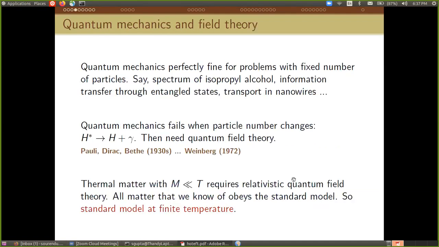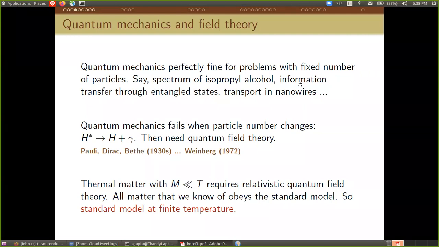Okay, now, of course, the world is quantum, and quantum mechanics is what you must apply, but quantum mechanics is actually fine for problems with a fixed number of particles. If you want to study the spectrum of any atom or molecule, even complicated molecules, isopropyl alcohol is just an example, then you can make do with quantum mechanics. Okay, we want to understand information transfer through entangled states, quantum computing and so on, you can deal with quantum mechanics. You want to deal with nanoparticles, you can usually deal with quantum mechanics.